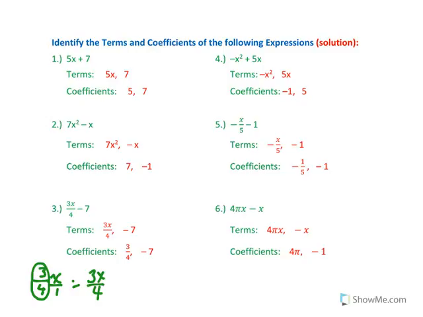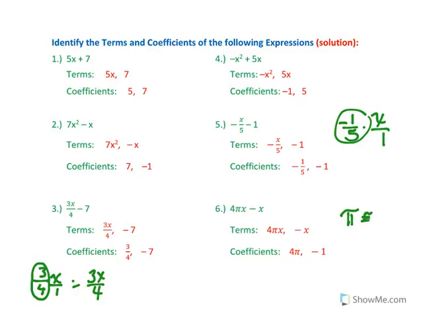In problem 4, we have negative x squared and 5x. And the coefficients are negative 1, an imaginary 1 in there, and 5. And this is the same thing. We have a negative 1/5 times x over 1. Negative 1x or negative x over 5. The coefficient is the number that comes before your letter, negative 1/5, and then we also have a negative 1, the constant.